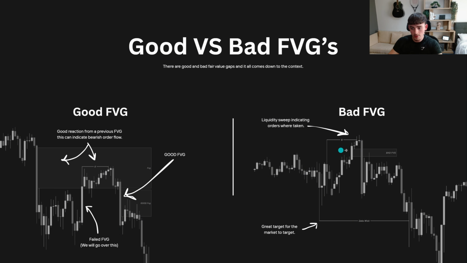Now we sweep liquidity, so we're not expecting this to hold. We've taken orders, so why would this fair value gap so high up in the range hold? We're going to go over premium and discount as well, don't worry. That will clear this up a little bit, but we are not expecting a fair value gap to hold if we just swept liquidity. Not only that, but after we swept liquidity, if you look down as well, we also have a data wick, which is a very strong point of liquidity. So we're expecting price to move down to target that at some point. So why would we want to be longing from this when we have a strong liquidity pool down below?